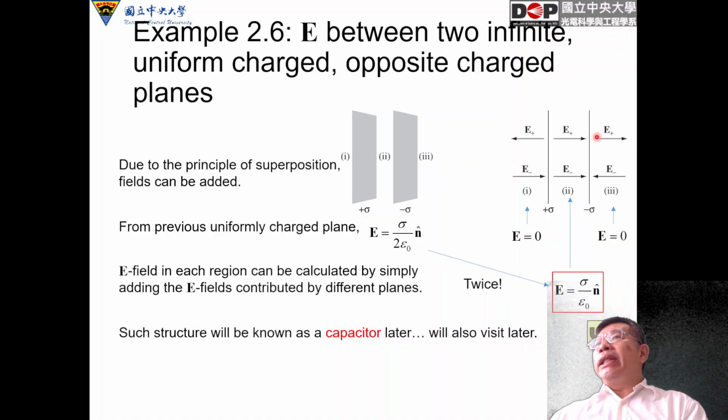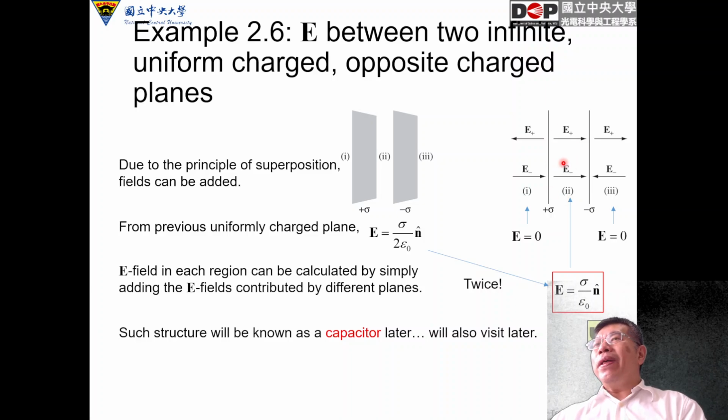Even beyond the location of the second plane, the electric field still remains the same magnitude and along the same direction. However, on the other side, the negative surface charge plane will have an electric field pointing in. The superposition tells us we can sum things together. In this region, since the charge density is the same, the electric field is the same. This going out, this coming in, so the sum will be 0. On this side it is also the same.